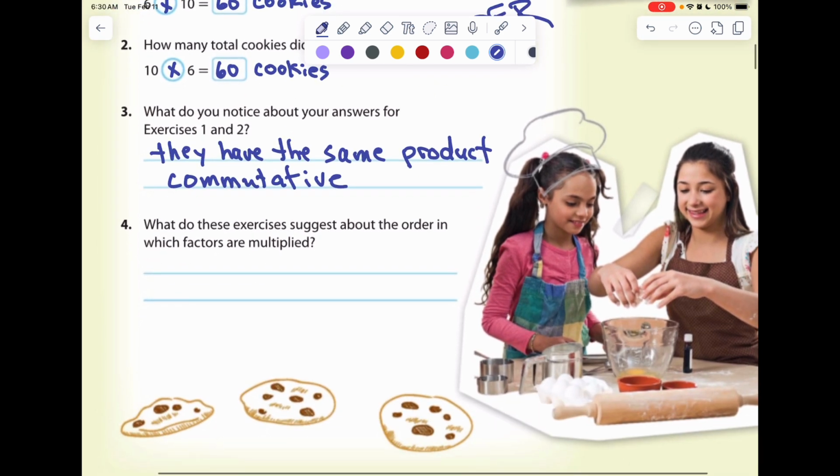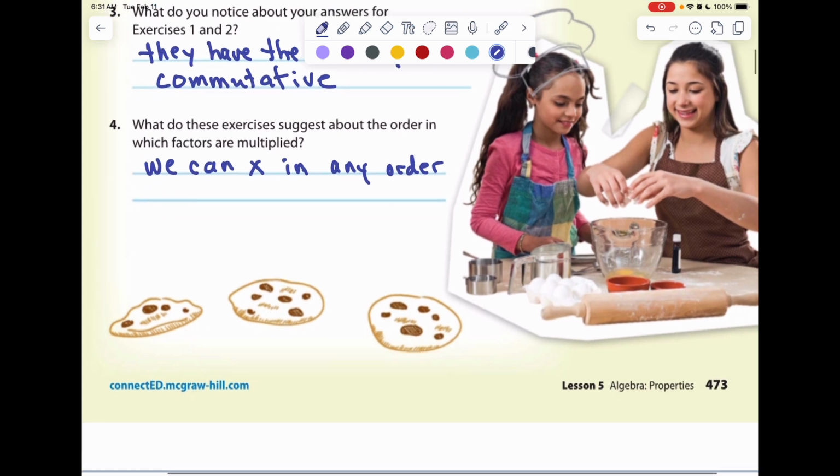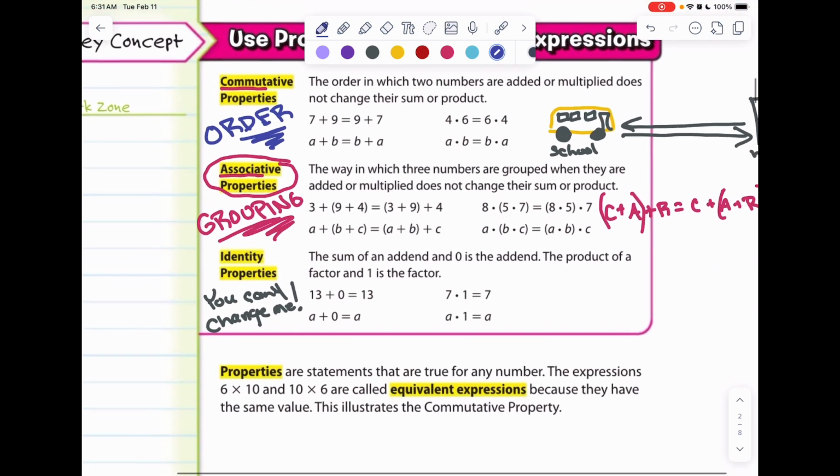Commutative property. So what do these exercises suggest about the order in which factors are multiplied? We can multiply in any order. We can multiply in any order, so long as what? It's all multiplication, right? Because as soon as we add another operation, add, subtract, or divide, then we need to follow order of operations, PEMDAS. Moving on.